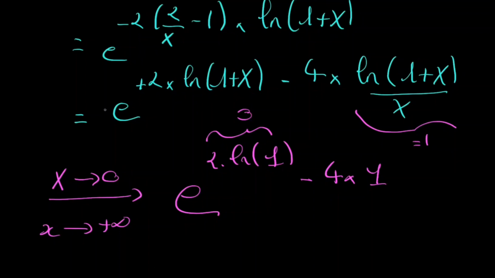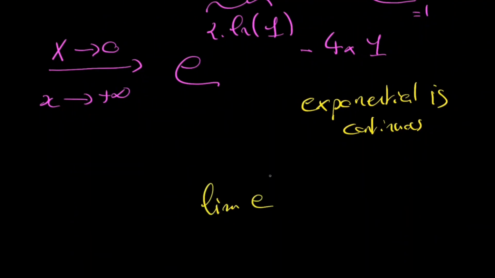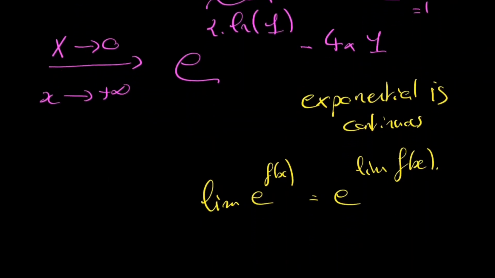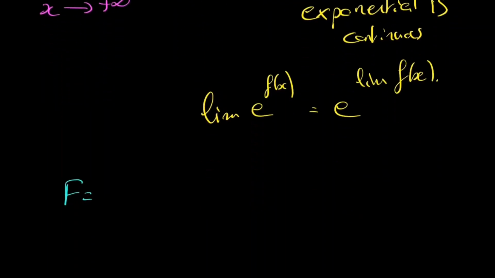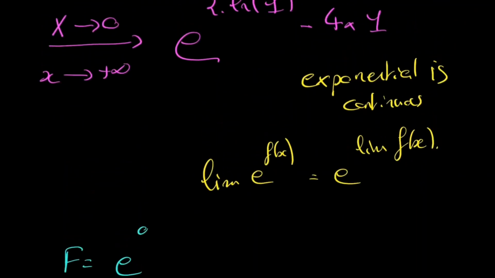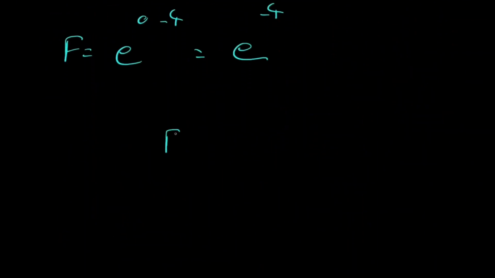So why can we put the limit inside of the exponential? And this is very important, because exponential is continuous. So we can say that the limit of exponential of f of x is equal to exponential of the limit of f of x, because exponential is continuous. So this is our case. And so the limit of f is equal to exponential of 2 times ln of 1, so 0, so exponential of 0 minus 4, which is equal to exponential of minus 4. And in conclusion, f is equal to 1 over exponential to the 4th power.